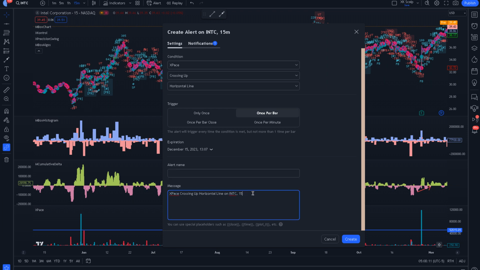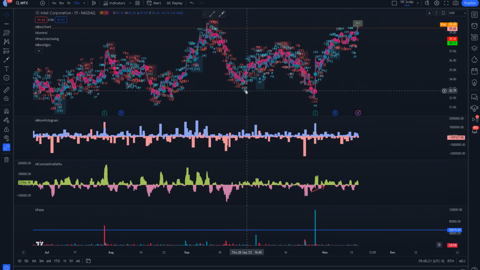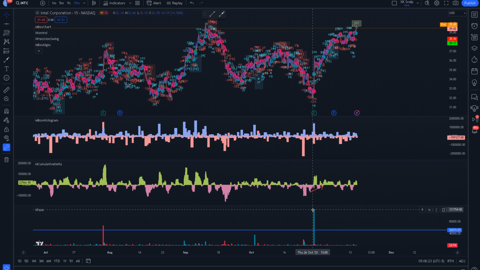You'll have the message XSpace crossing up horizontal line on Intel on the 15-minute chart. You create it, and then you'll get alerted. So that's exactly what happened. I got the alert. We want to go into markets when it's moving, when it's volatile, not when it's born. Granted, this alert did not trigger on this move up, did not trigger on this move down. So it doesn't trigger everywhere.